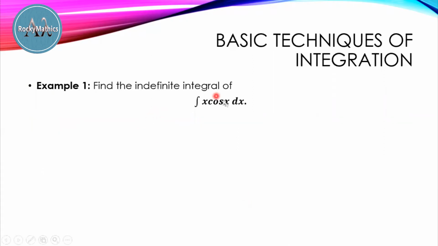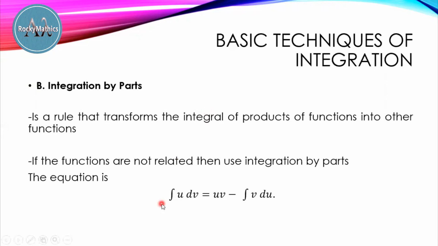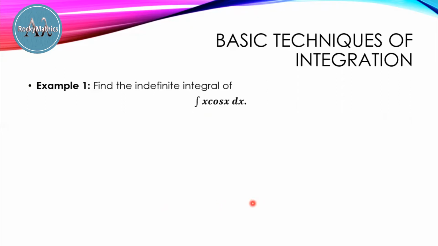Find the indefinite integral, that is, the integral of x cosine x dx. The first thing to do is to choose what is your u and what is your dv, because if we go back to the equation, we need to rewrite the given function into the form of u dv. Then if we already have the u dv form, we can use this formula, which is equal to uv minus the integral of v du.